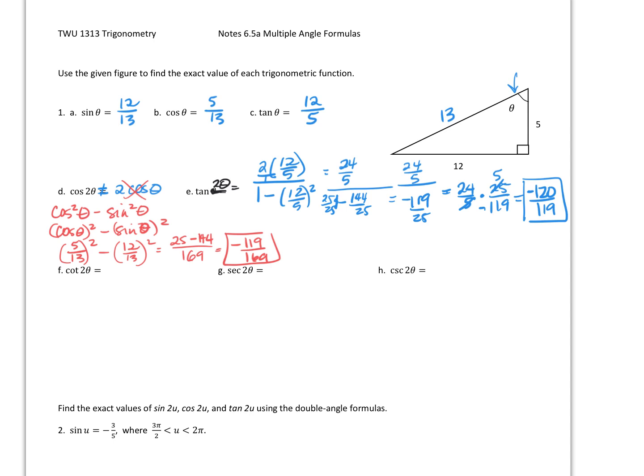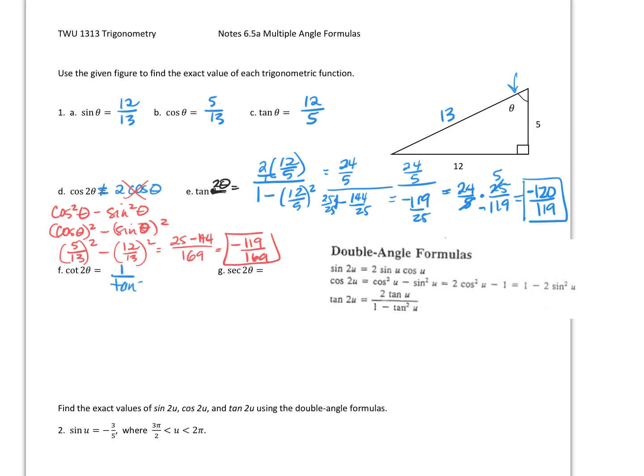All right, let's do cotangent of 2 theta. Now, if you recall the formulas, there is no cotangent, is there? However, we do have tangent, don't we? We know what tangent is. So let's use tangent and just think of this as 1 over the tangent of 2 theta. So ultimately we're just going to take a reciprocal. We just found the tangent of 2 theta in part E. So it's 1 over negative 120 over 119. So when I divide by the fraction, I just take the reciprocal. So my answer is just negative 119 over 120.